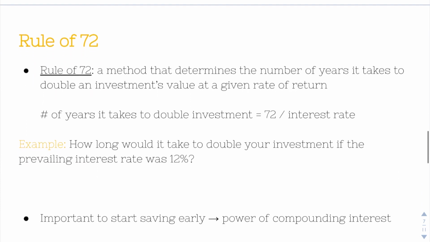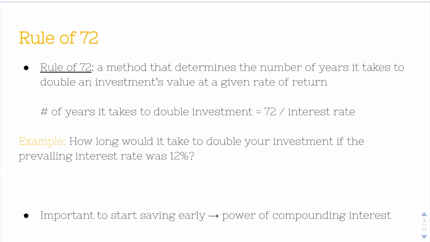The rule of 72 is kind of an obscure topic, but basically the rule of 72 is a method that determines the number of years it takes to double an investment's value at a given rate of return. So what we're finding is the number of years it takes to double an investment's value. And the formula is number of years it takes to double investment equals 72 divided by the interest rate, and the interest rate is in whole number form.